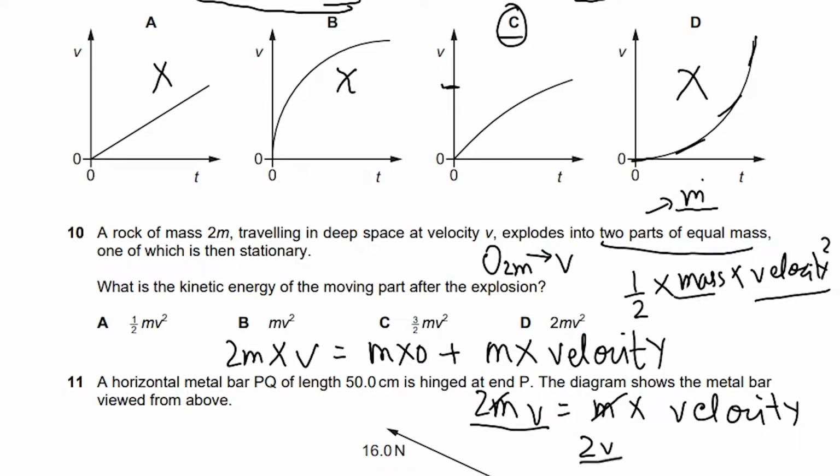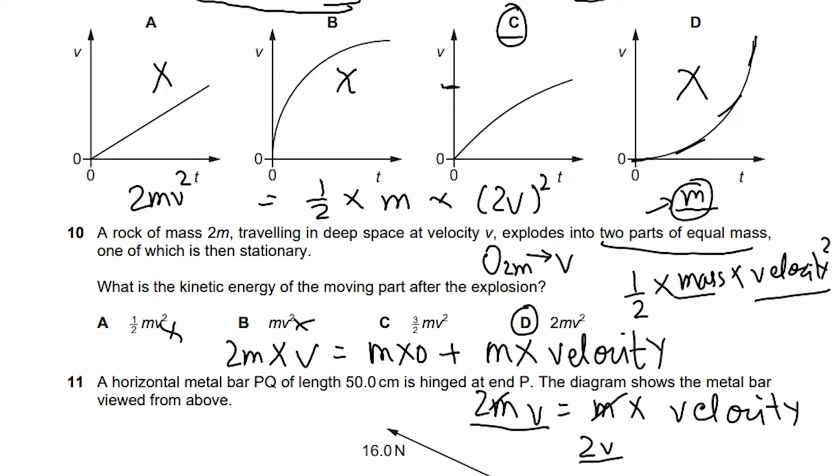2v is the velocity. Now we can say that 1/2 multiplied by m, this mass, multiplied by 2v squared is our kinetic energy. Now 2v squared is 4v squared. So this is equal to 4v squared multiplied by m divided by 2. So the answer we get is 2mv squared. So option D is correct, the rest are incorrect. The answer is option D.